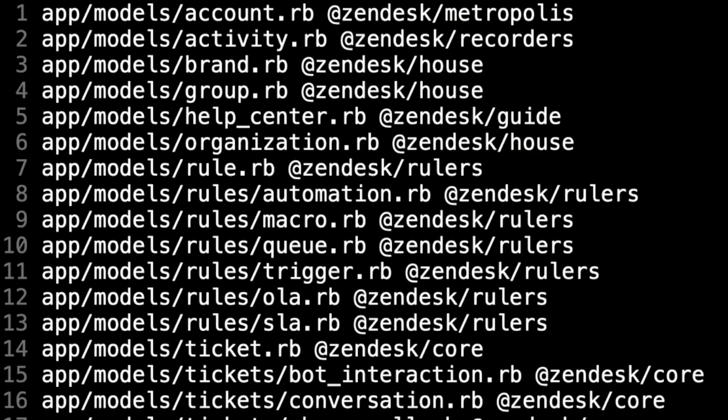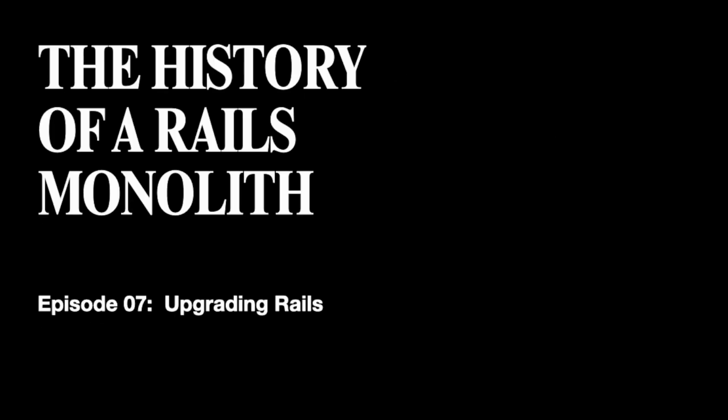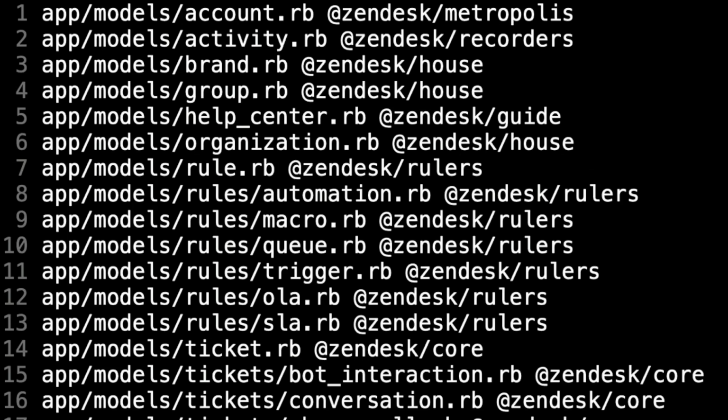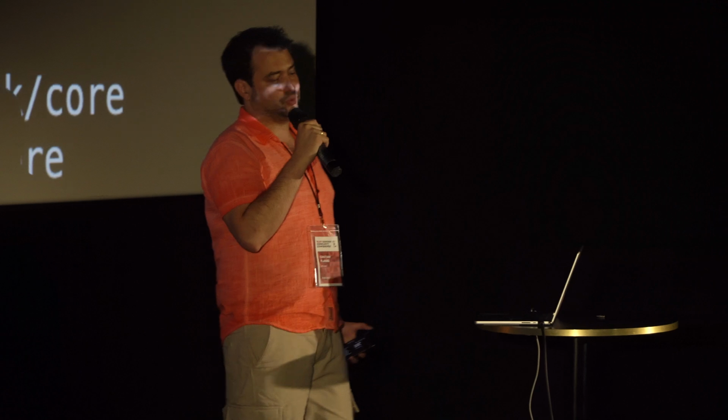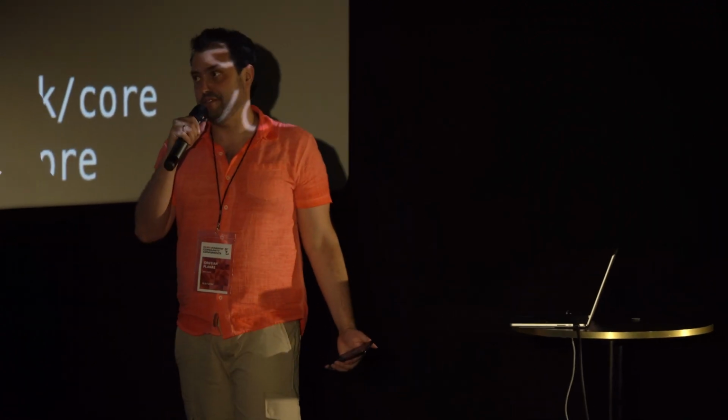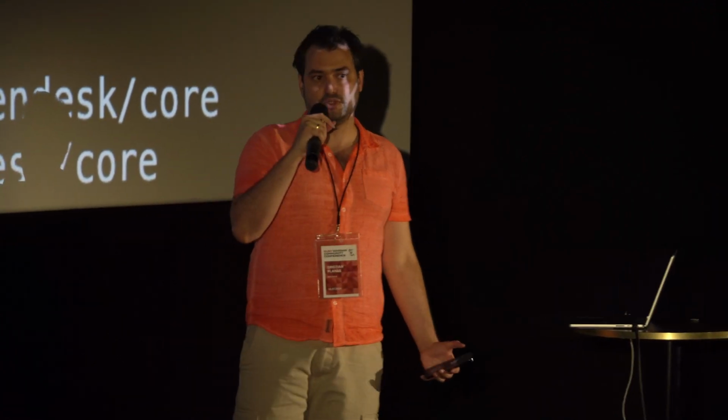So what do we do? We use a GitHub feature called owners. All files in the monolith need to be owned by at least one team. How does this help? Every time that you want to change, for example, app models tickets conversation, someone from these teams needs to approve. Moreover, if there is an incident, it's way easier to detect who to ping if you know the ownership of each file.